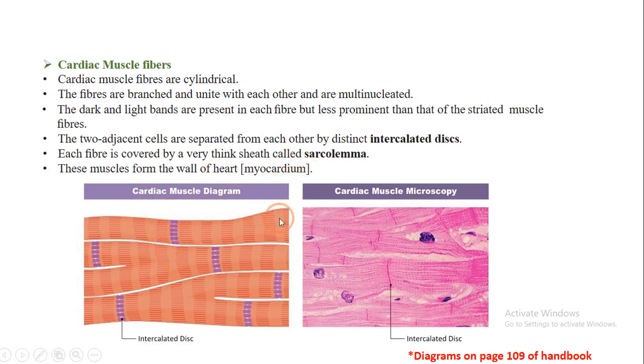And again, even this particular muscle, the cardiac muscle, is surrounded by a sheath which is called the sarcolemma. And these muscles form the wall of the heart. That means they form the myocardium of the heart. And the diagram for this particular cardiac muscle is on page number 109 of your handbook.